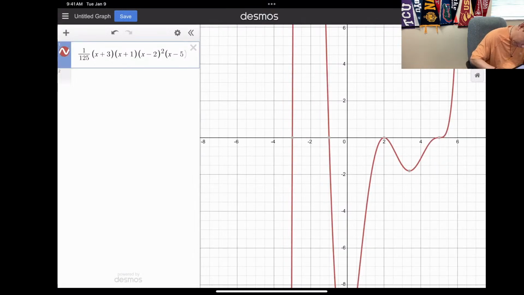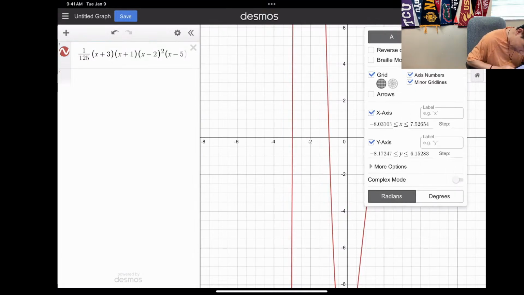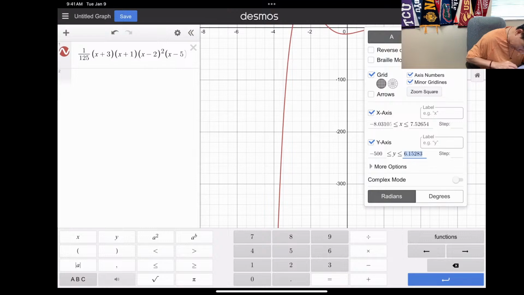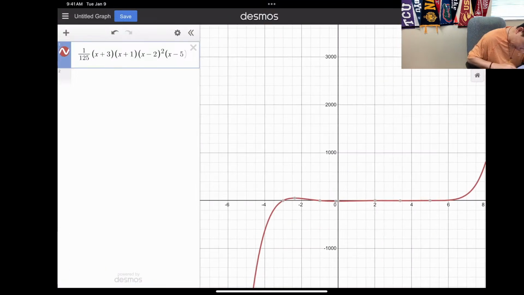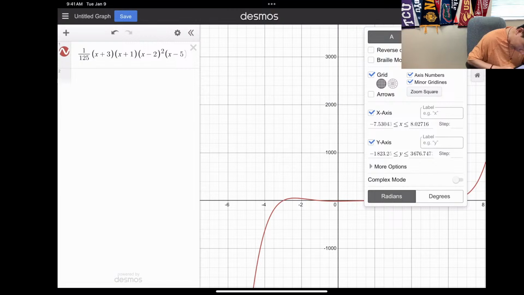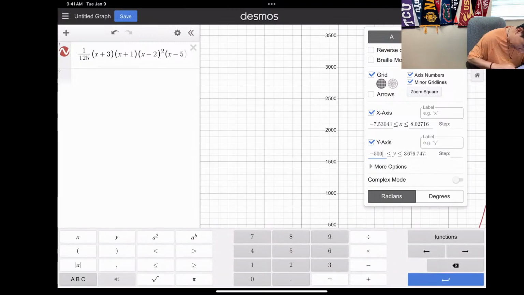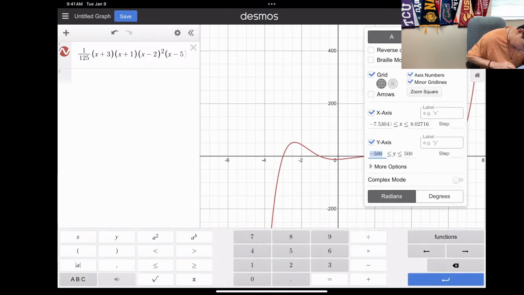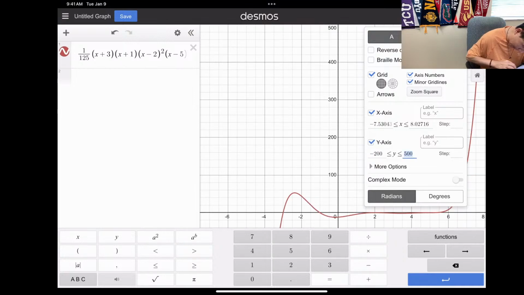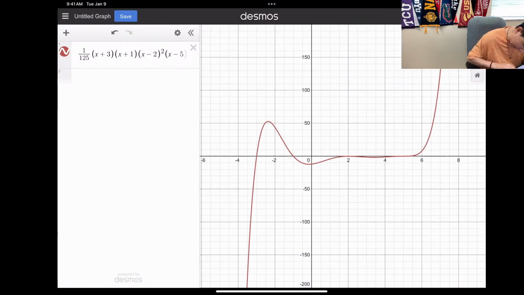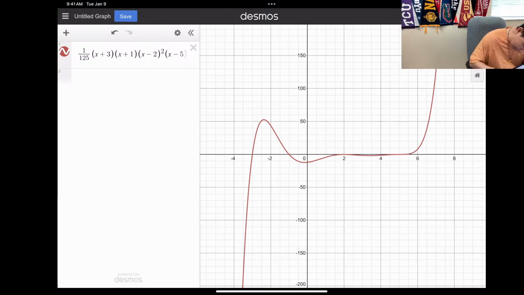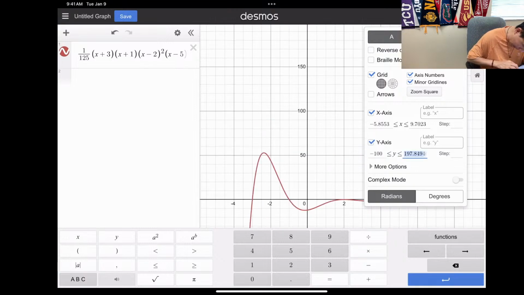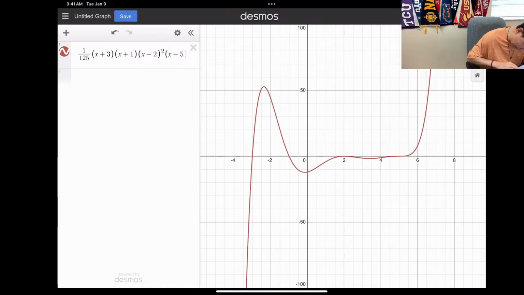And let's just check out the graph here, maybe from negative 500 to 500. 500 is too big. So let me go with negative 200 and positive 200. Maybe do negative 100 to positive 100. There you go.